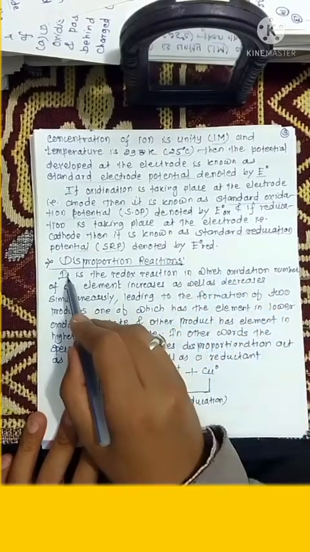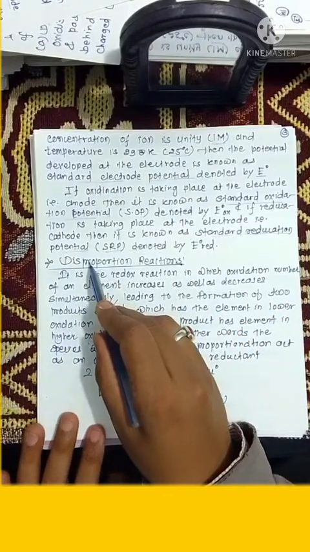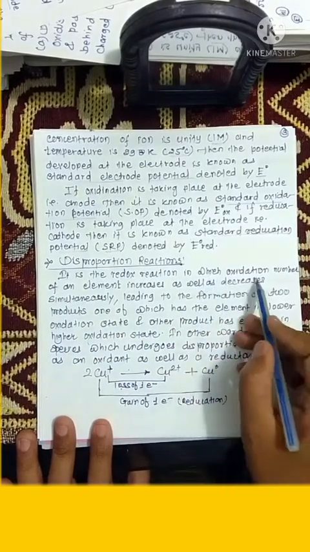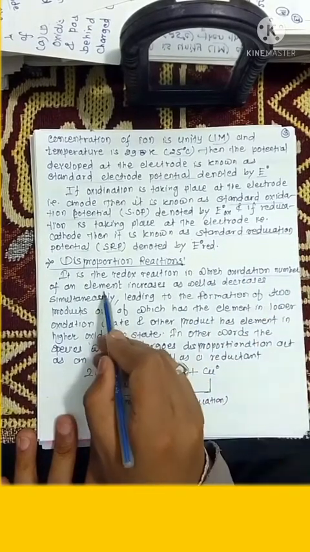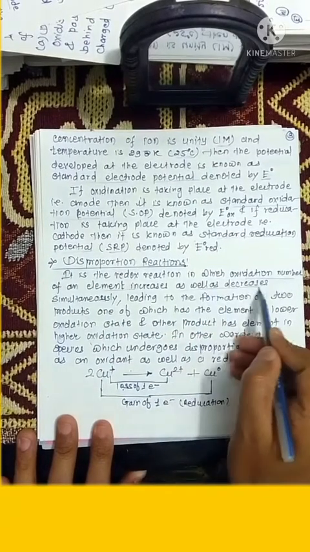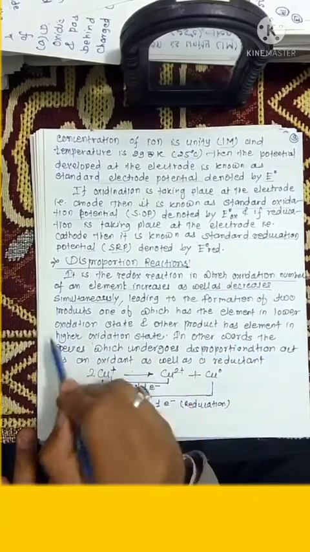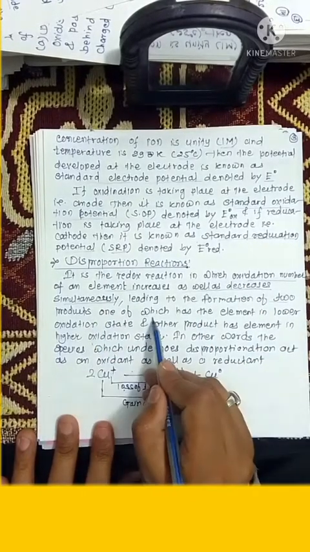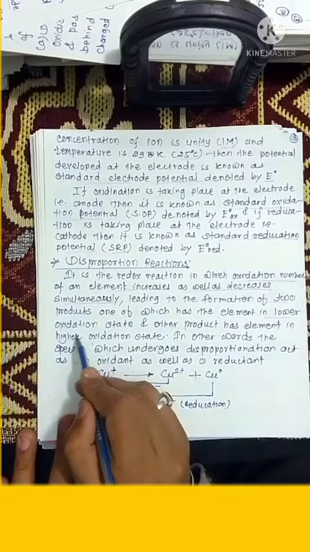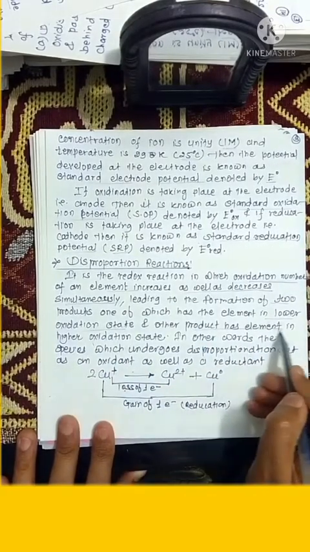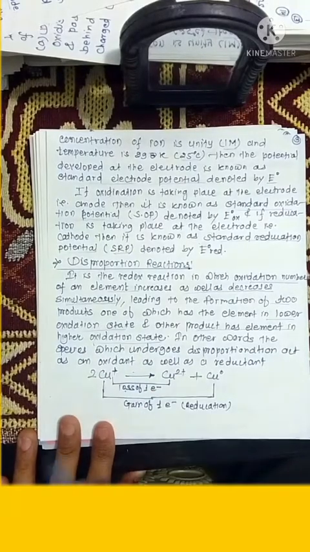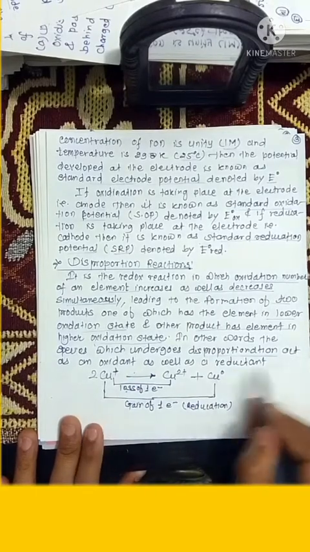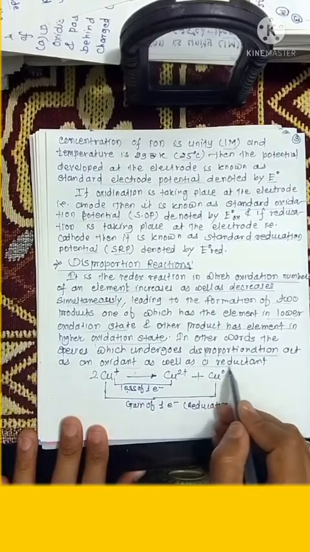Now we are going to see some reactions. First reaction type is the disproportionation reaction. It is the redox reaction in which the oxidation number of the element increases as well as decreases simultaneously. It is important, leading to the formation of two products, one of which has the element in lower oxidation state and the other product has the element in higher oxidation state. In other words, the species which undergoes disproportionation acts as oxidant as well as reductant.